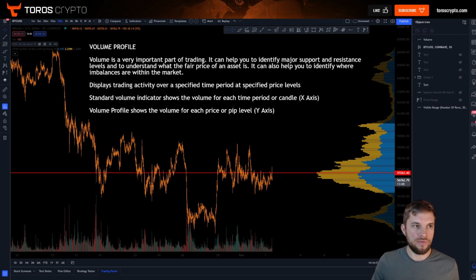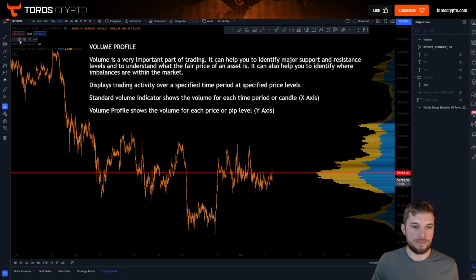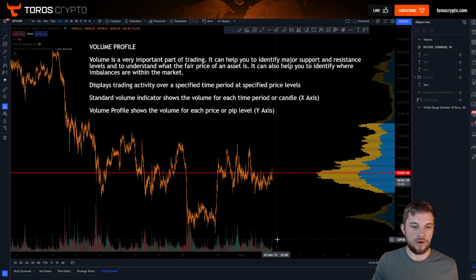Whereas often on TradingView, if you load up a chart, you'll see a volume indicator at the bottom that looks something like this. This standard volume indicator shows the volume for each time period or candle on your x-axis, this bottom axis. Every bit of volume here is priced per candle, basically. Every single candle that you're looking at, every period of time, this totals up the amount of volume within that candle, and it gives you an idea of the volume that has traded throughout history.